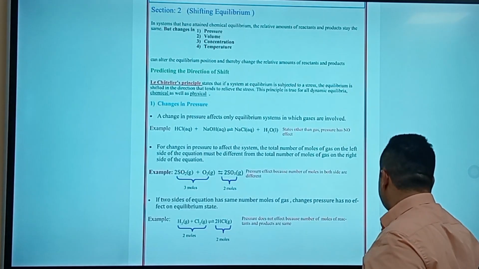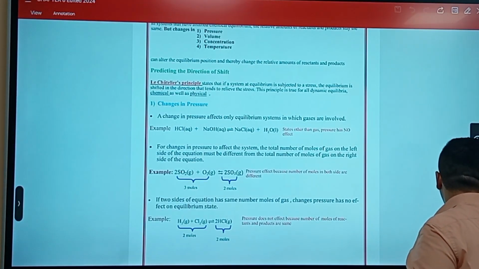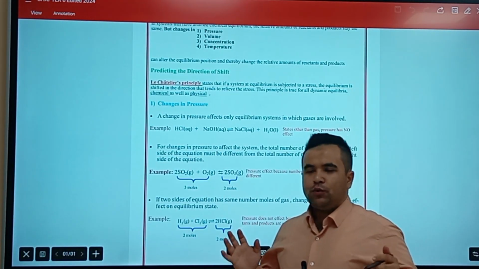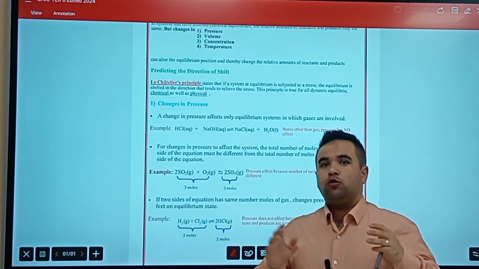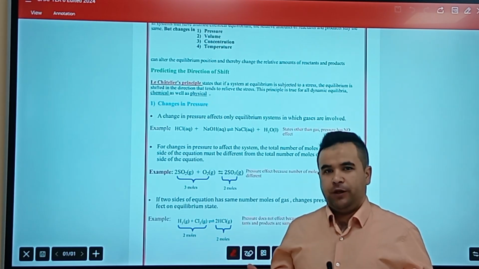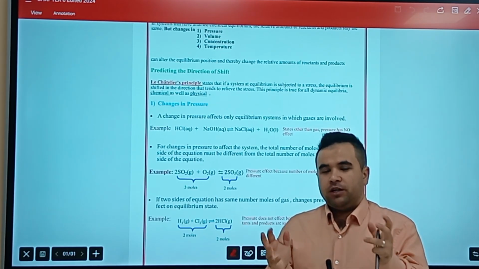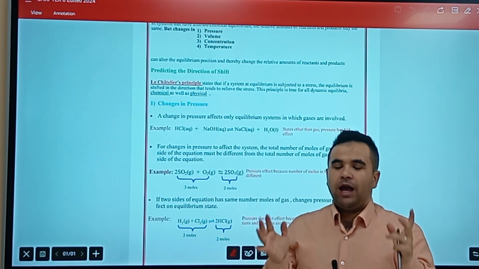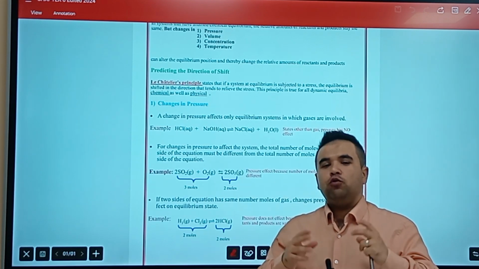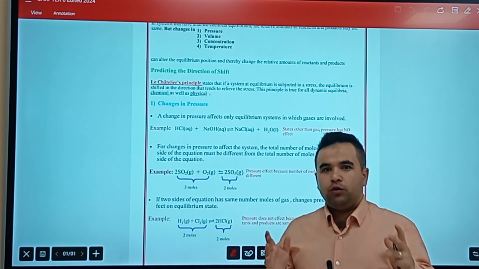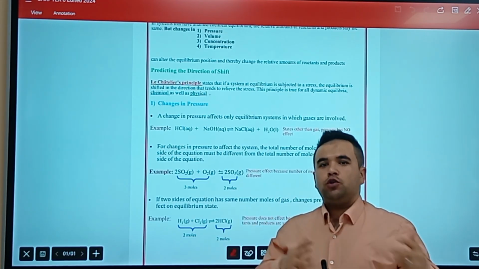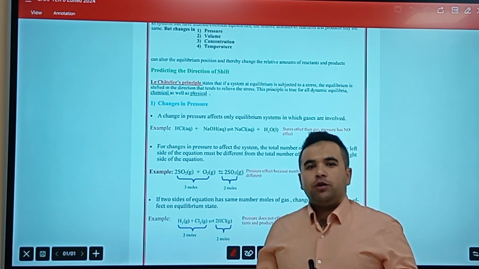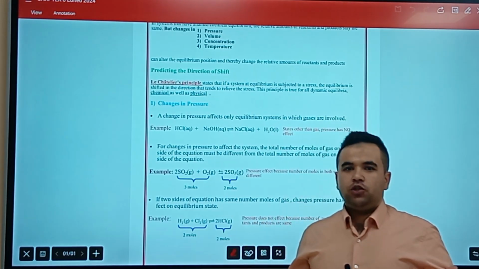We have 4 stresses. What do we mean by stress? We mean the factors that influence and disturb the equilibrium. Changing some of the conditions in a system, in a reaction, disturbs the equilibrium and shifts it toward the product or reactant. We'll be talking about those factors, those conditions, today.